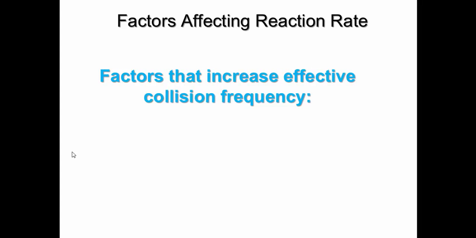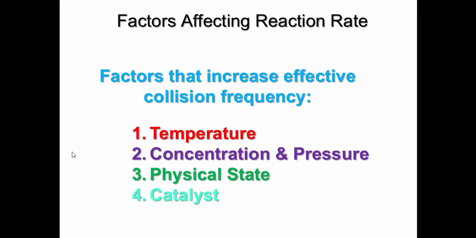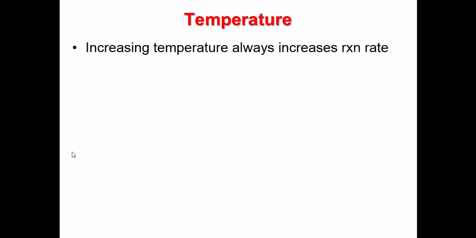The key factors that are affecting the rates of a reaction are factors that increase the effectiveness of the collisions and the frequency that those collisions can take place. So the factors are temperature, the concentration and/or pressure of the gases that are reacting, the physical state, liquid, solid, gas, and finally whether a catalyst is present. So we want to explore these four conditions and take a look at how they affect how quickly the reaction can go to completion. Now, temperature almost always causes an increase in the rate.